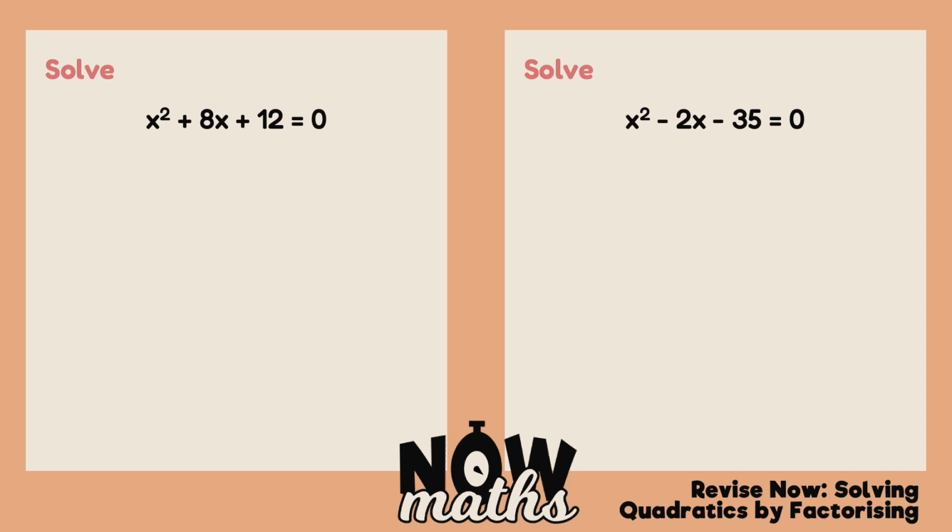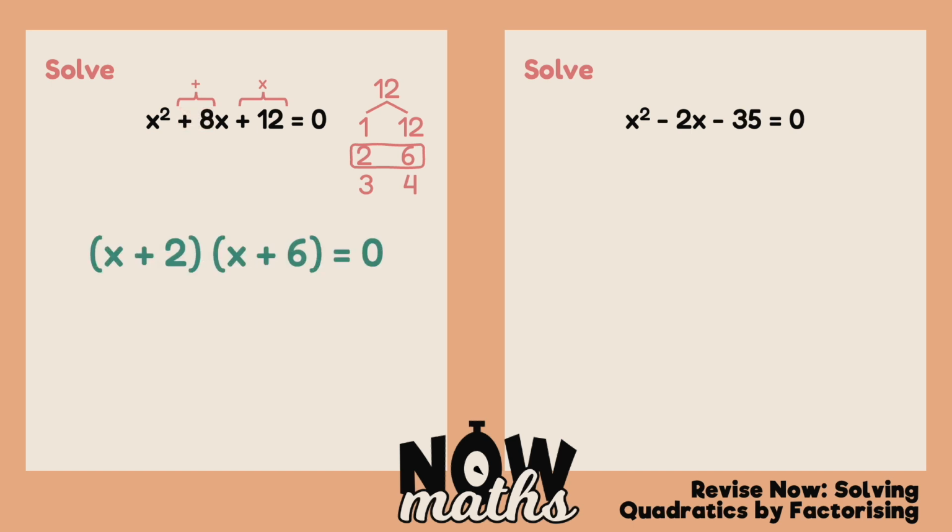So starting with the one on the left, to factorise, we need to find two numbers that multiply to make 12 and add to make 8. If we list the factors of 12, we could have 1 and 12, 2 and 6, or 3 and 4. Out of these pairs, the pair that add to make 8 is 2 and 6. This means that when we factorise into double brackets, we're going to have positive 2 in one of the brackets and positive 6 in the other.